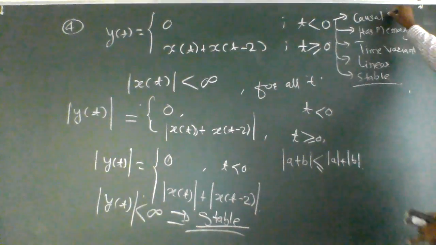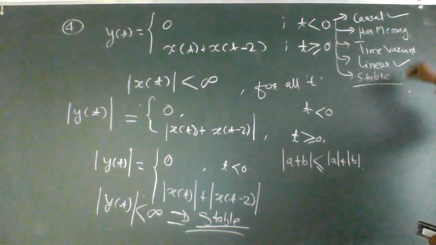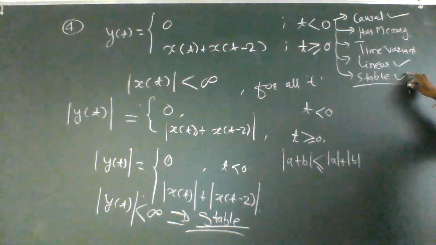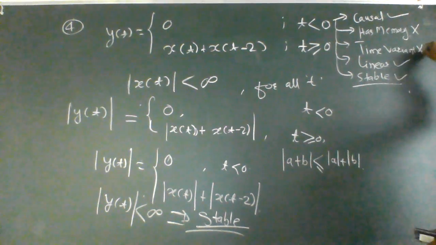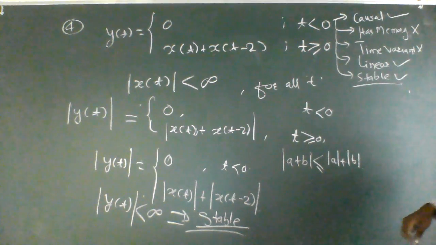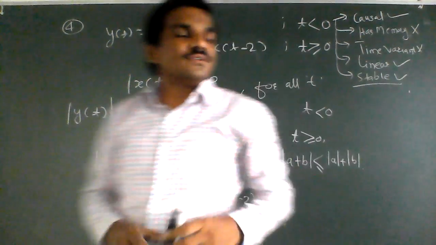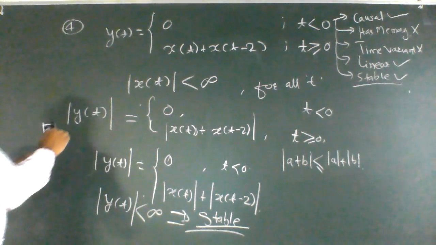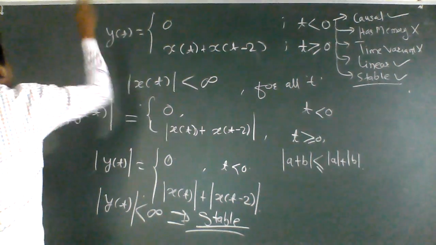It follows that it is a causal system, it is a linear system, and it is a stable system. These three properties this particular system holds, and these two properties, that is memoryless and time invariance, this system does not hold. Okay, so you got this. Now let us take another example, that is example number 5.